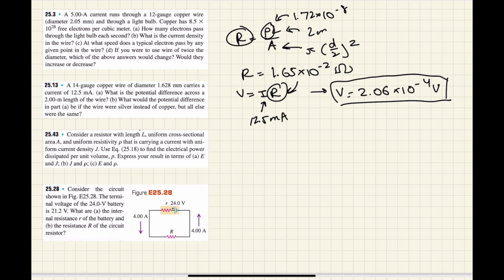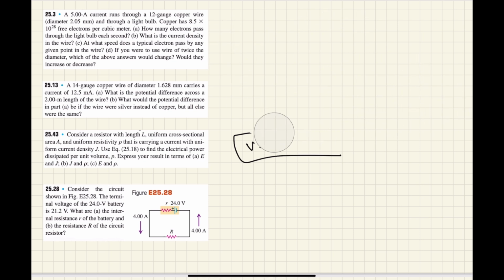This time, instead of 1.72, we're using 1.48. Where is it? Oh, yeah, silver is 1.47, sorry. And then once you get that resistance, you just plug it in, multiply by 12.5 milliamps. You're going to get a voltage of 1.76 times 10 to the negative 4 volts, which, like we expected, is just a little bit smaller than the copper. All right, 2 problems done, 6 more to go.